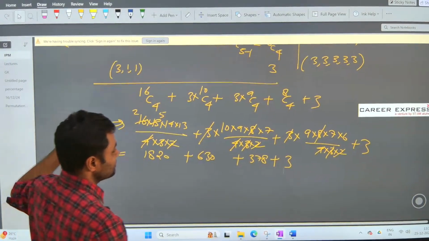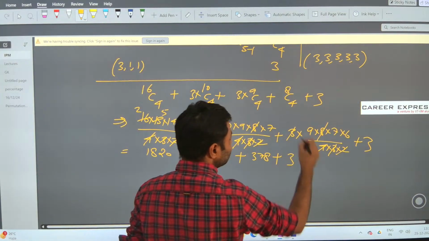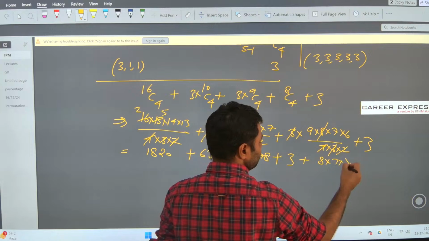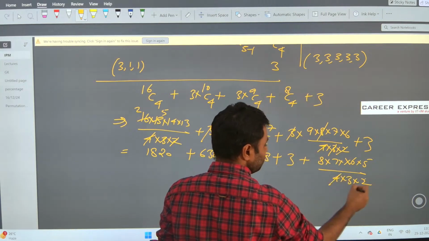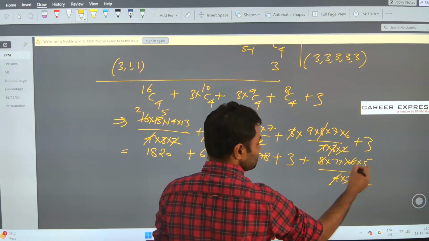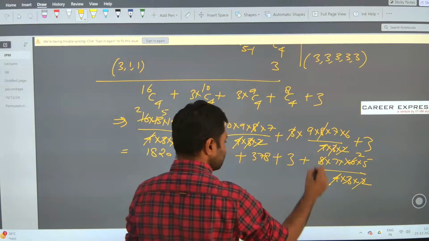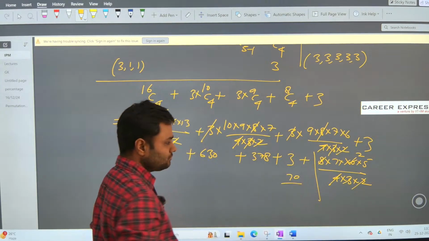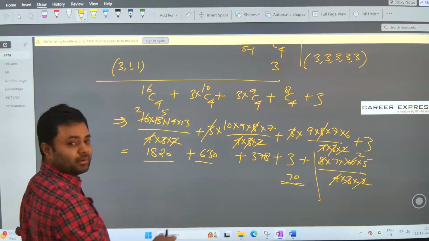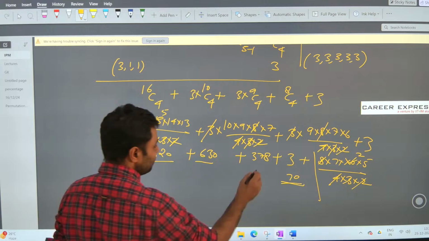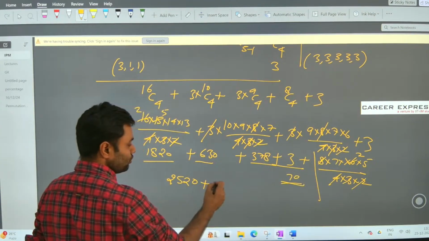I think I missed this 8C4 part. So the answer for 8C4, we will have to add that. So 8C4 will be 8 into 7 into 6 into 5 upon 4 into 3 into 2. So 4 into 2 is 8, 3 into 2 is 6. So 5 into 2 is 10, 10 into 7 is 70. So we will add 70 also. So final addition will be 630 plus 70, 700. 1820 plus 700 is 2520. 2520 plus 381. So 2520 plus the sum of these two is 381.